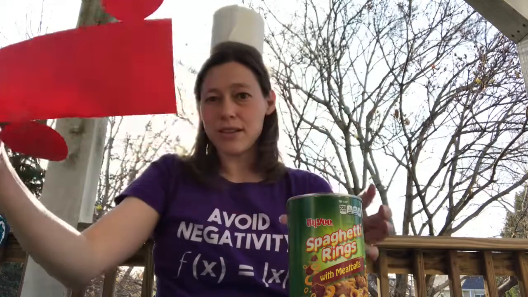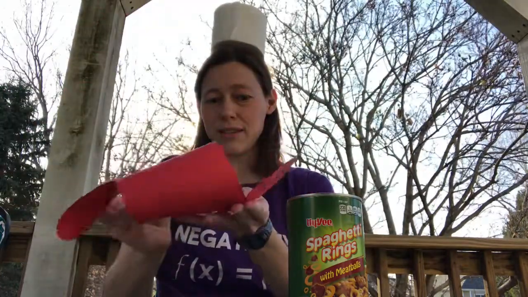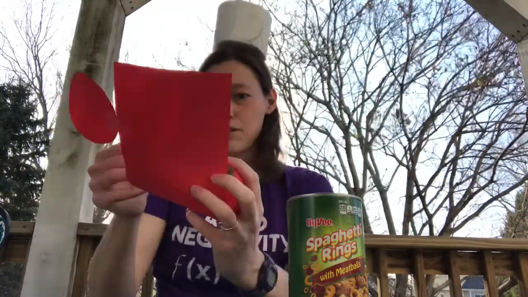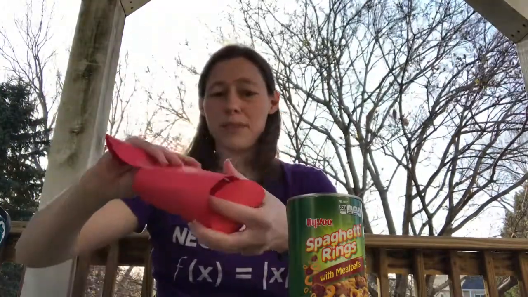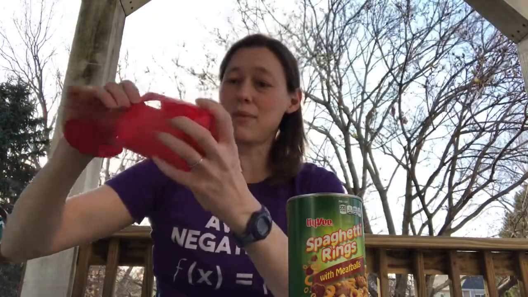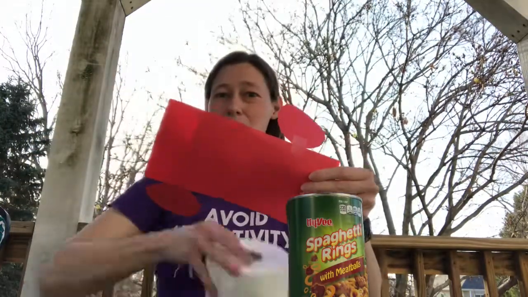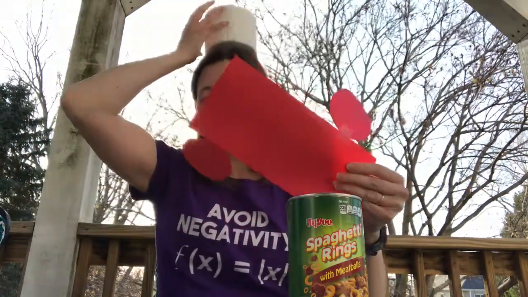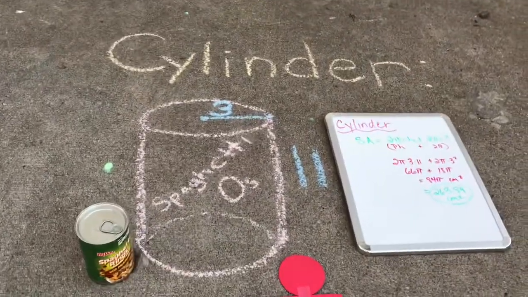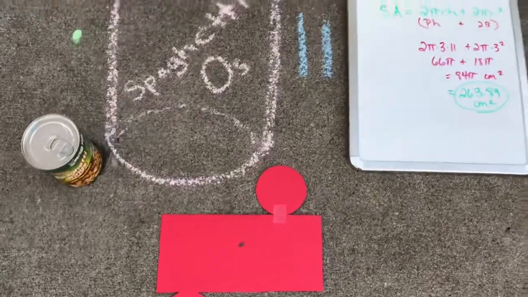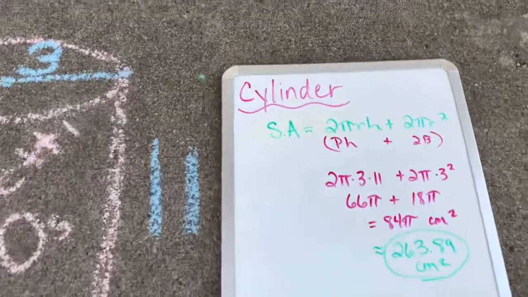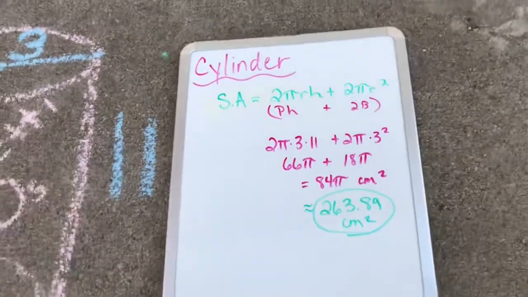So we've got our net. This is the actual net of the spaghetti rings. If you look at this, recall that this rectangular piece is like the circumference, and then we've got the 2 circles. So basically, you are just going to have a rectangle and 2 circles. And for the cylinder, I'm going to show you the formula, but again, you don't need to use the formula. I would recommend just thinking about this logically.